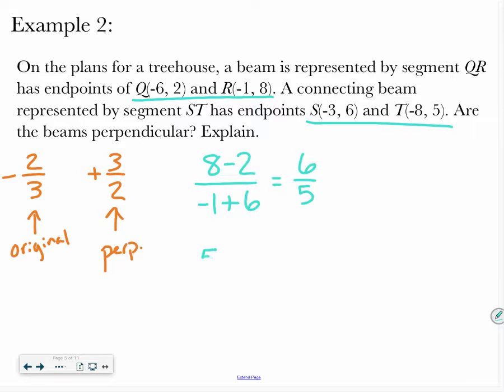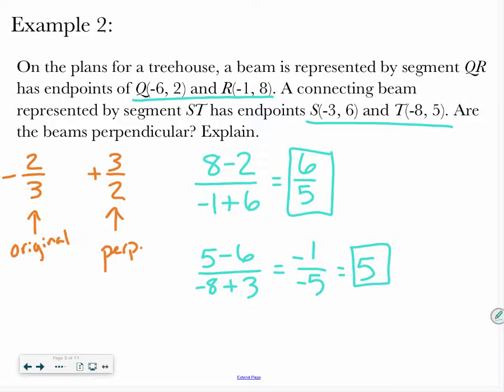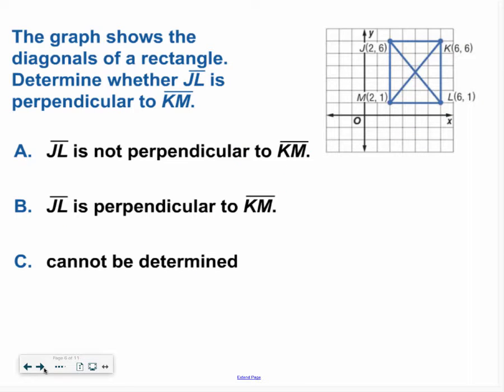I have 5 minus 6 over negative 8 minus a negative 3, which becomes plus 3. So negative 1 over negative 5, or that's just 5. Is that slope, 5, the opposite reciprocal of 6/5? No, so this is not perpendicular because the slopes are not opposite reciprocals. You would say that. Go ahead and try this one on your own, see how you do.